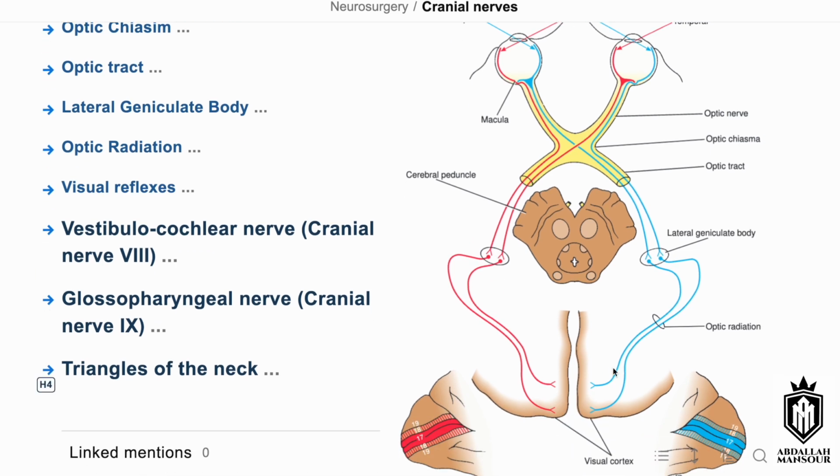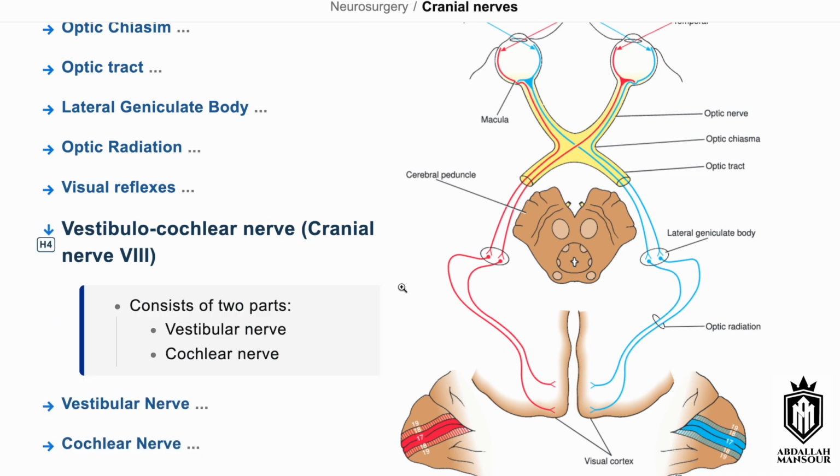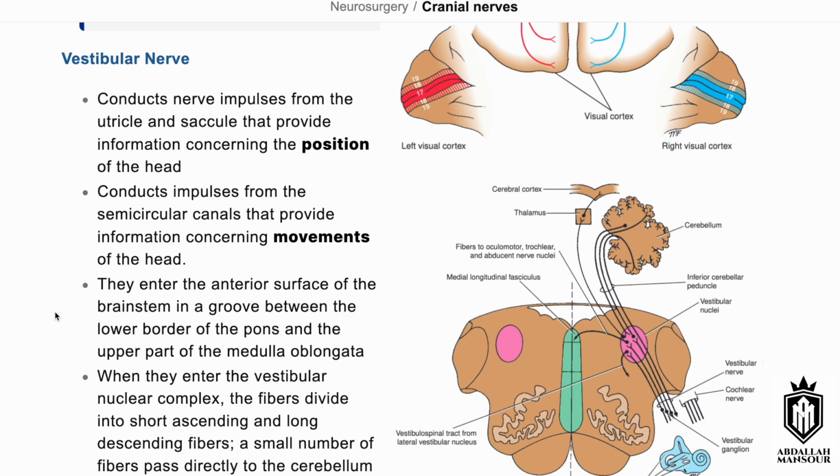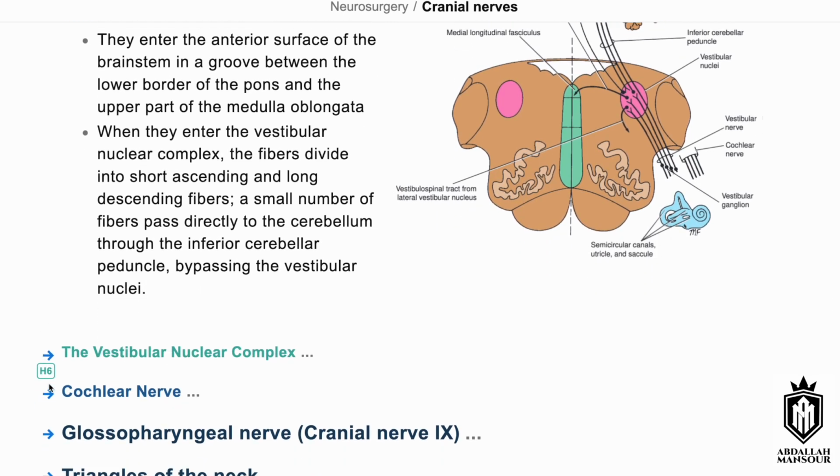And moving to the end, you're going to have to talk about the visual reflexes and also, before that, the optic radiation. Moving forward, we're going to speak about the vestibulocochlear nerve. This is cranial nerve number 8, and as you can see, it's formed of the vestibular nerve and also the cochlear nerve, and we're going to talk about each one of them very quickly.